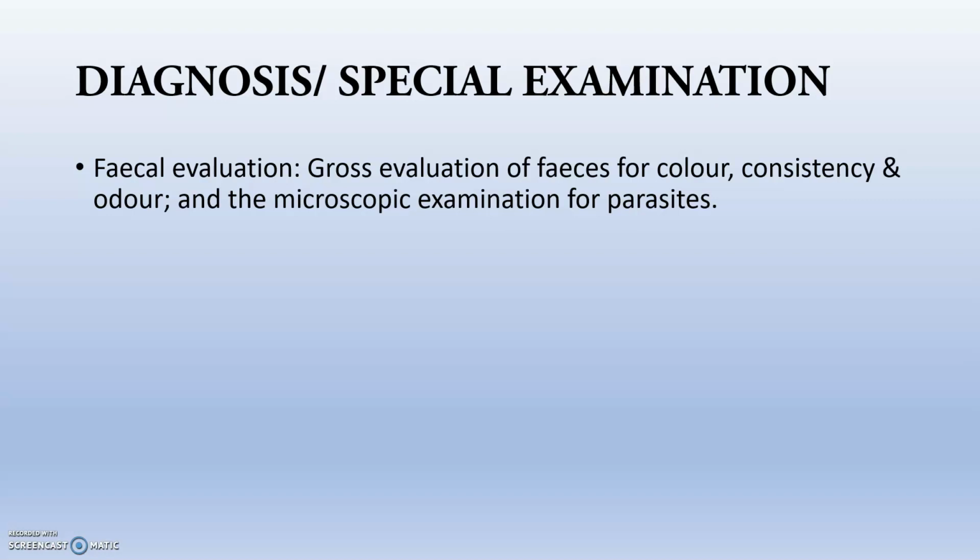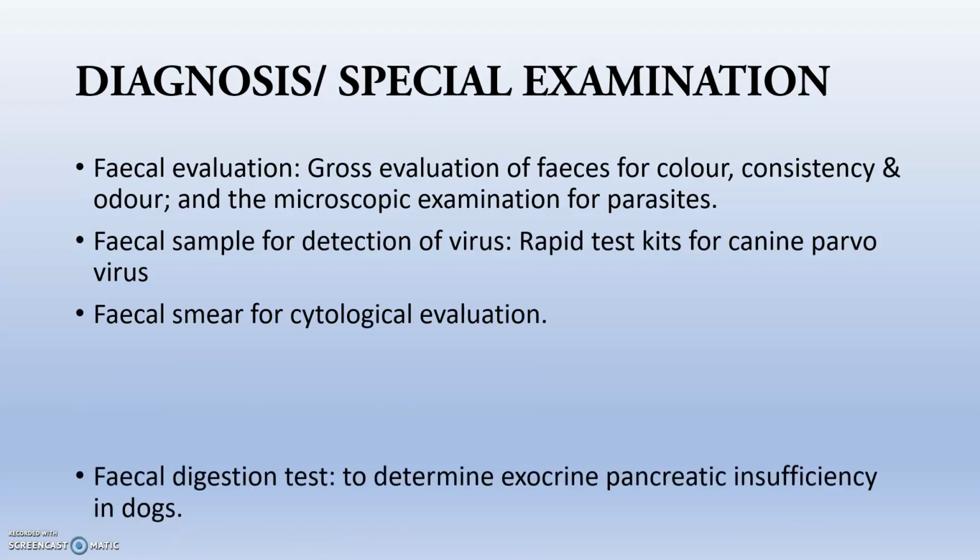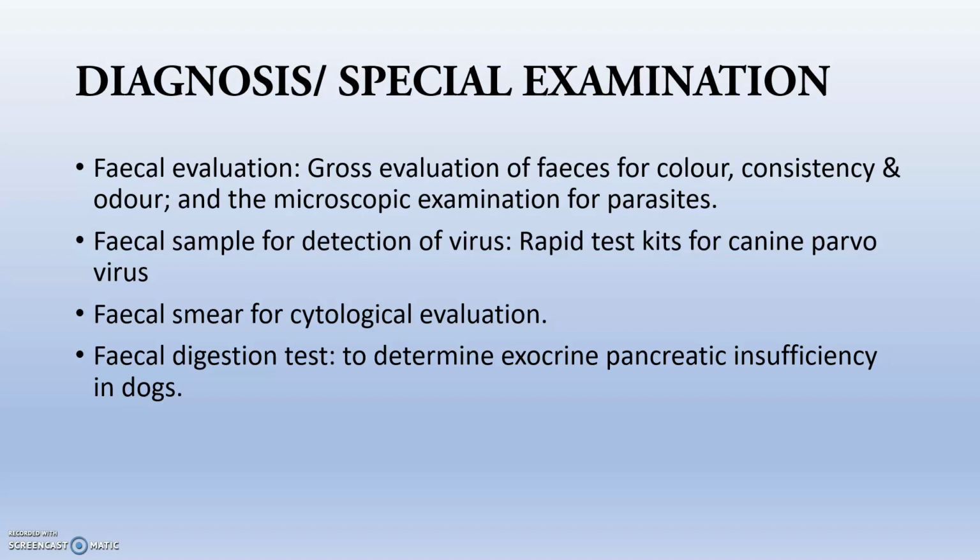Gross evaluation of feces for color, consistency and odor, and microscopic examination for parasitic appearance. Next will be fecal sample for detection of virus. We'll be going for rapid test kits for canine parvovirus, and also now it is available for canine distemper. Next is fecal smear for cytological evaluation. Next is the fecal digestion test, that is we will be digesting the fecal matter with some enzymes or some items so as to check for pancreatic insufficiency. We will be checking the power of pancreatic enzymes.